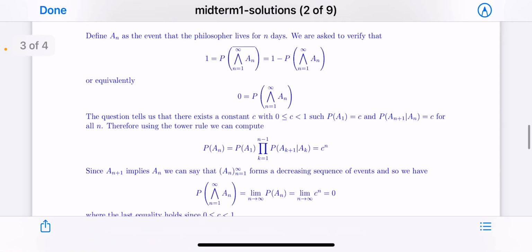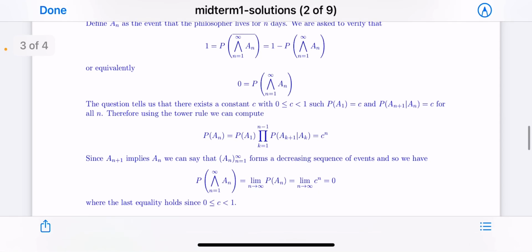Or I should say n factors. Terms usually refers to a sum. So there's n factors in the product, and so we can say it's equal to the nth power of C.